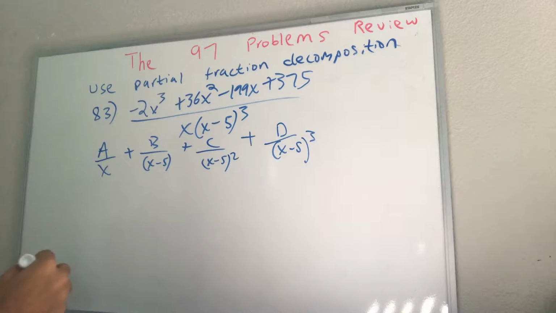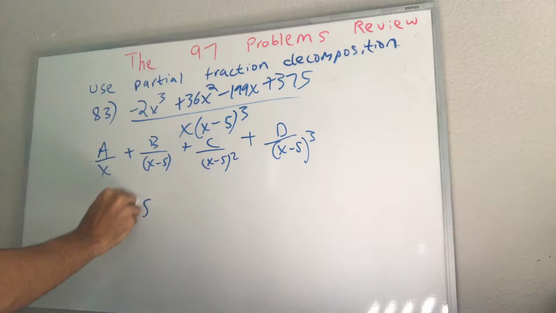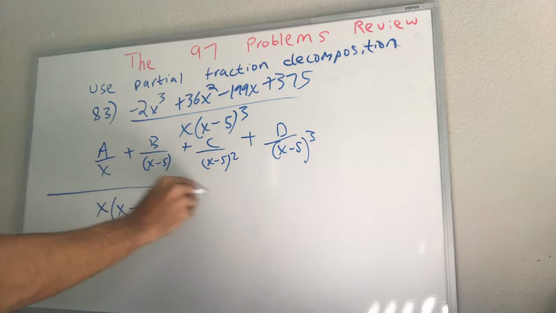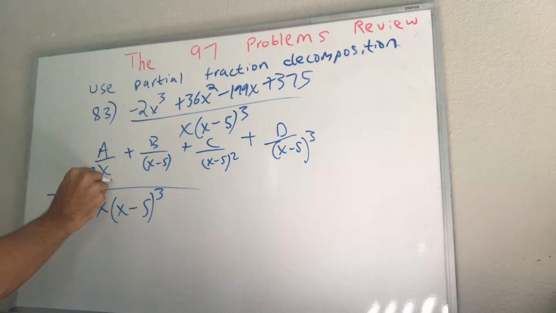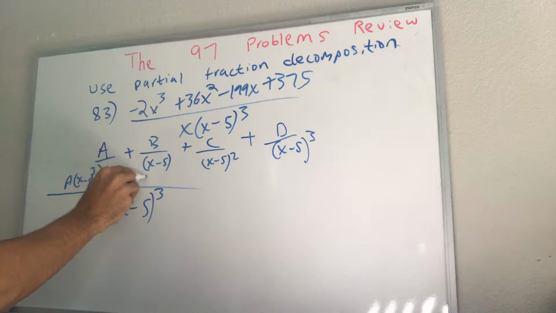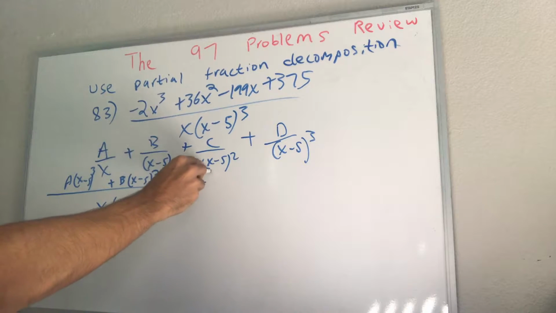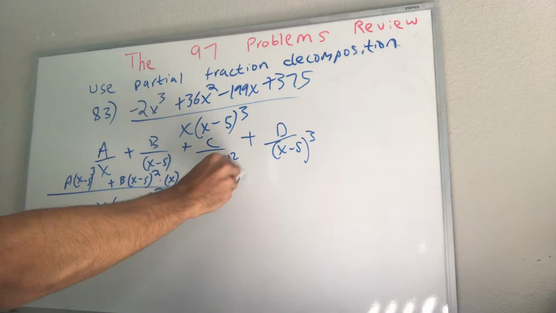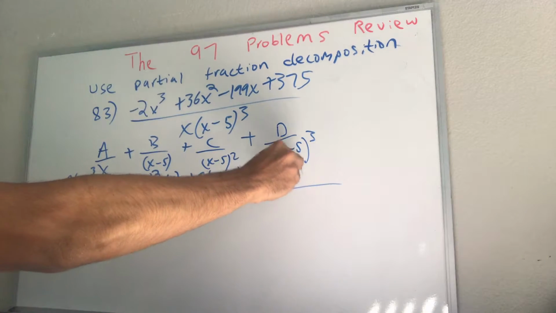Now what the next step should be is to realize that when we're doing this process of partial fraction decomposition, the denominator values must be set equal. So here we know that the common denominator must be x times (x minus 5) to the power of 3. Well, then this must be A times (x minus 5) to the power of 3 plus B times (x minus 5) to the power of 2 times x plus C times (x minus 5) and then times x, and then you have plus D times x.